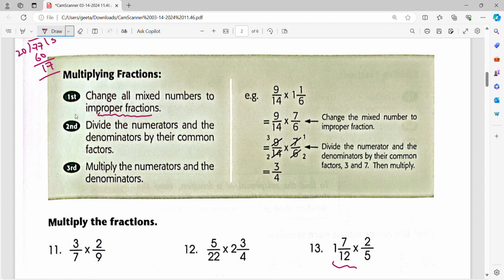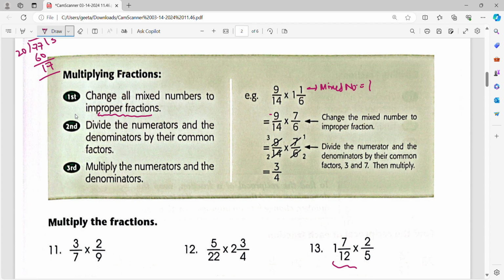Then you have to divide the numerator and denominator. You can never divide this, here 9 you can't divide it by 7, but I mean to say you have to cut down in between numerator and denominator. I would like to explain this with one of the examples which is given on the right hand side. Question is 9 by 14 into 1 and 1 by 6. Okay. This is a mixed number. You have to convert this into an improper fraction.